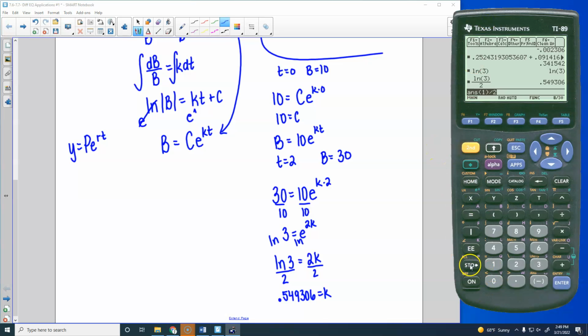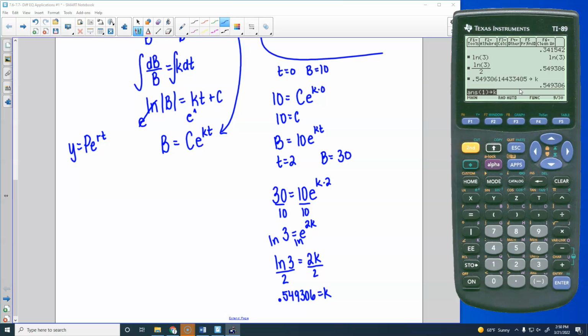Okay, so you're going to hit STO, which is store, and store it as a letter. We've got the number we want right here. I'm going to store it as K because that's what I've called it right here. But you could store it as anything. Don't store it as an X because then it'll be saved as your X, and when you type things into your Y equals, it won't work as an X. So don't do that. But any other letter should be fine. Don't use X or Y. So I've stored that as K.